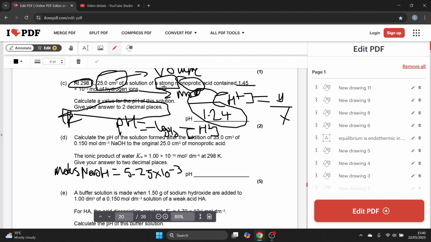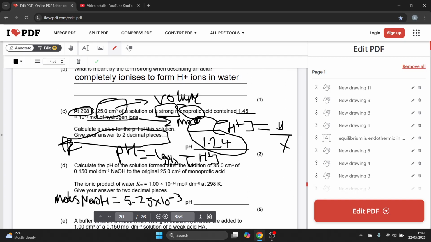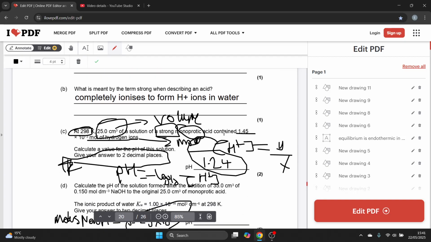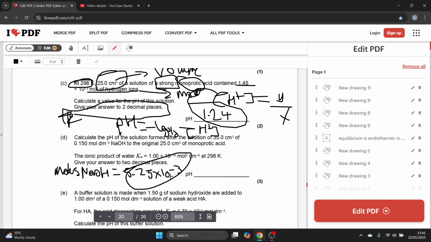I need to now find the moles of hydroxide ions in excess because I've got this addition. I'm adding these hydroxide ions to these hydrogen ions. I can clearly tell that the hydroxide ions are clearly in excess. So when I'm reacting the hydroxide ions with the H plus ions, I'm basically subtracting them. And it makes complete sense. If I've got two things and they react together, what am I going to be left with?